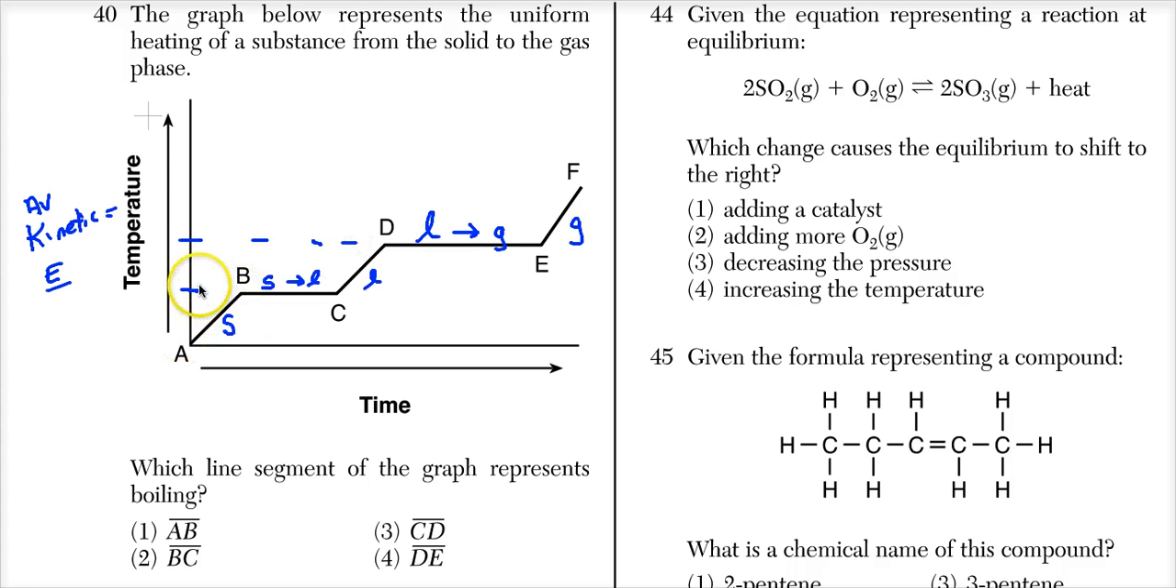The lower temperature phase change, of course, is going to be your melting. Your higher temperature phase change is going to be your boiling. So the segment that represents boiling, which is a liquid going to a gas, of course, would be D to E.